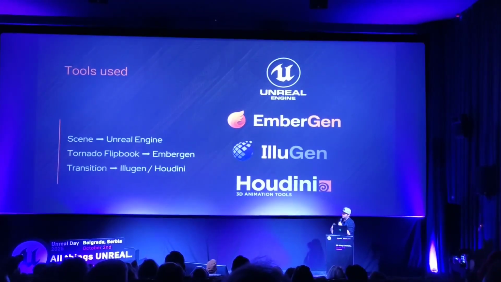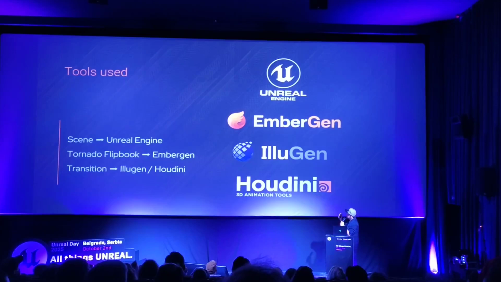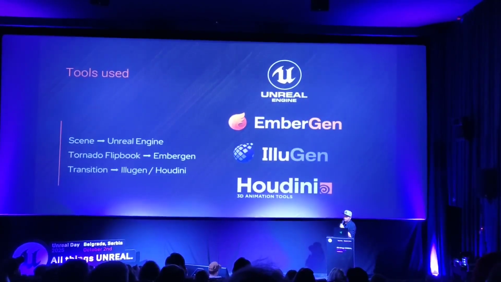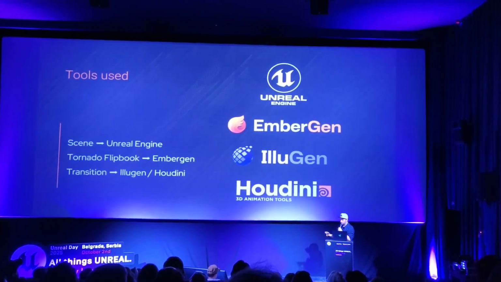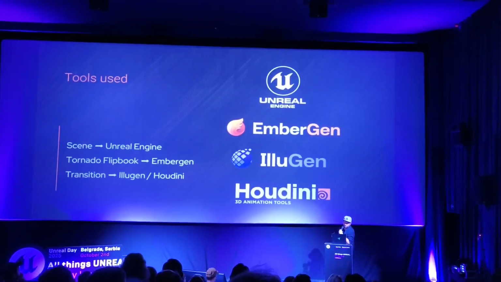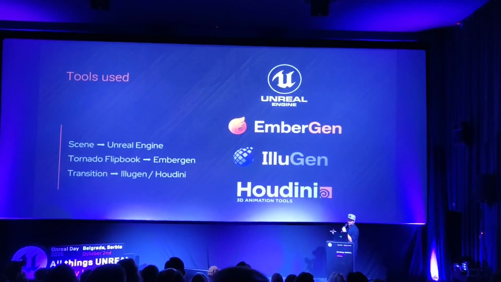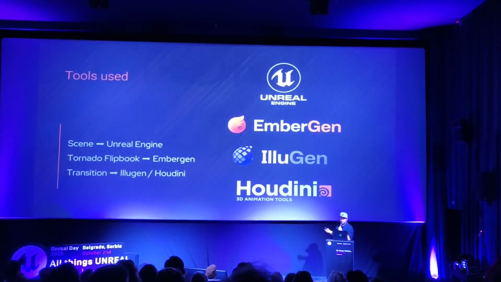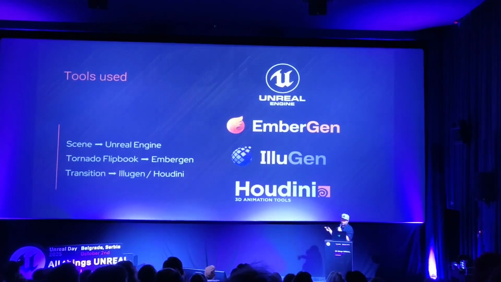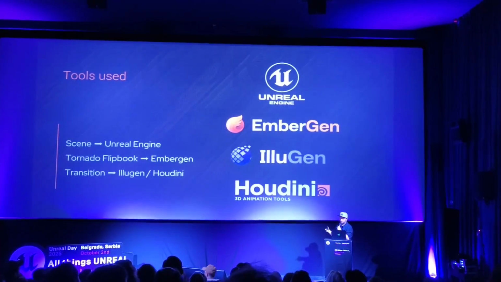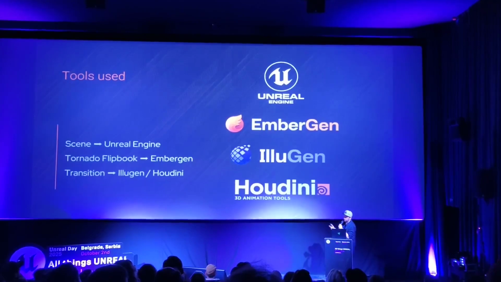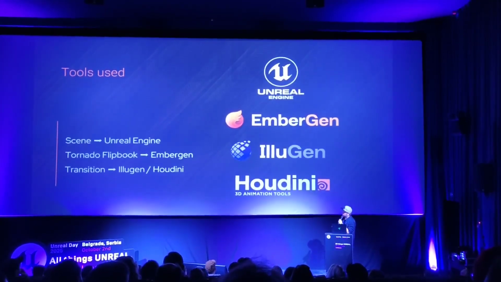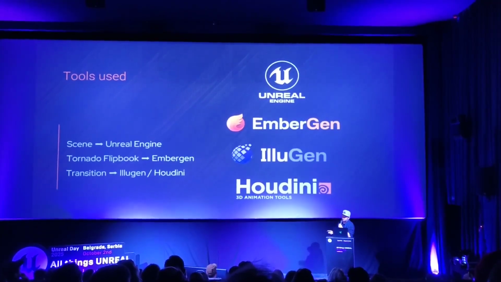The tornado flipbook was created in Embergen. For those who don't know yet, Embergen is a pyro simulation software that runs in real time. No need to wait for simulations like in Houdini. The tornado then transitions from the simple one into the flaming tornado. That transition, which we will talk about later, was initially made in Houdini, but then I migrated the entire workflow into Illugen. Their implementation worked the same as mine, but theirs was a whole lot faster and easier to process.